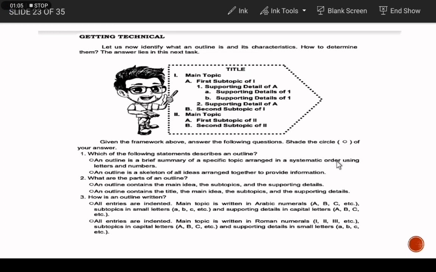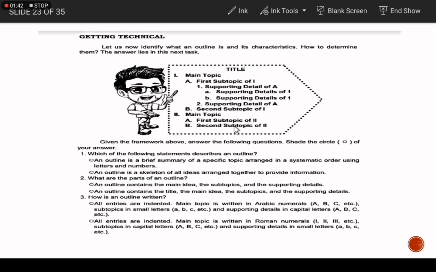So, let's get technical first. What is an outline per se? Here's an example of an outline. So we have the title, of course, Roman numeral number 1 as the main topic, another Roman numeral number 2, another main topic. Under the main topic, we have the first subtopic, capital letter A, second subtopic, capital letter B. Under them, we also have the supporting details and another set of supporting details.